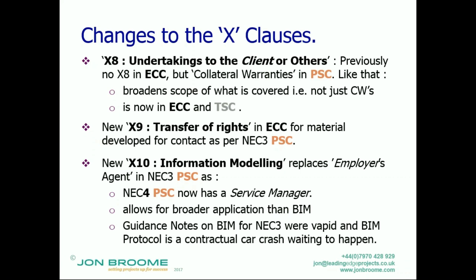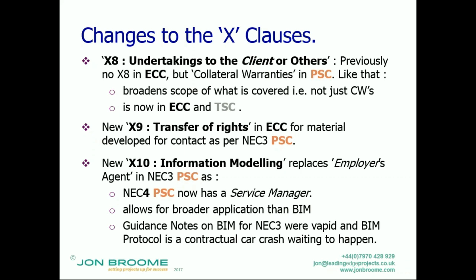People did say, why is it not called building information modeling? Because that's the terminology used in the construction industry for BIM. Information modeling has a broader application. It's not just building. And again, that reflects the more multidiscipline, the new sector emphasis of it.